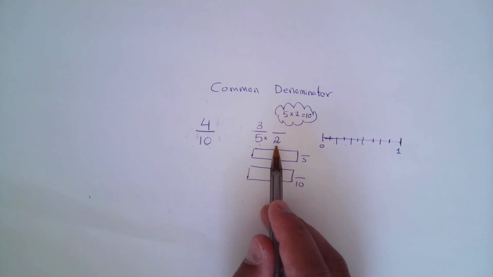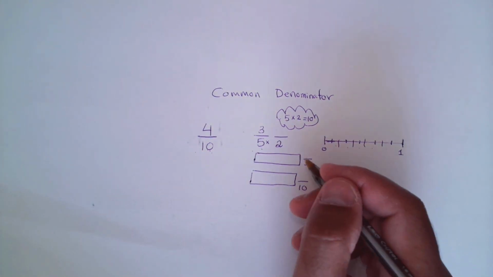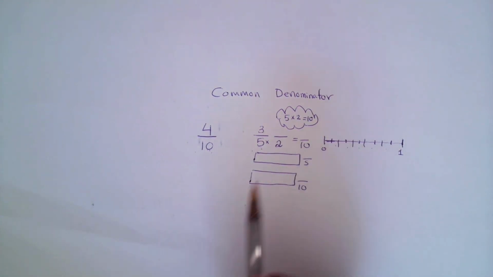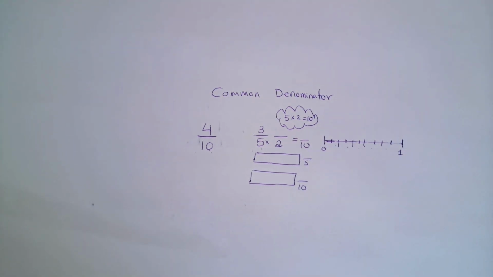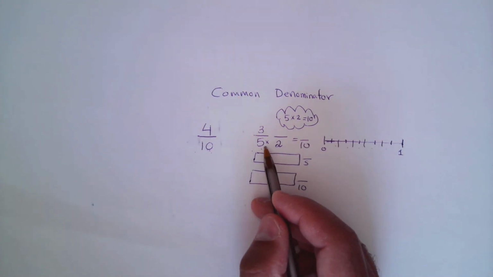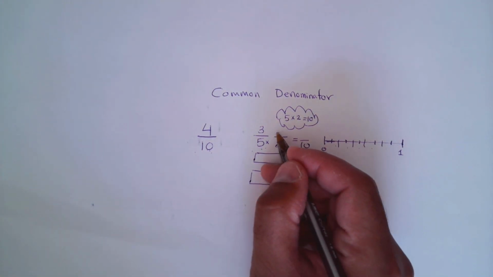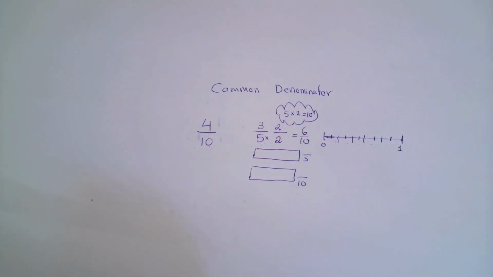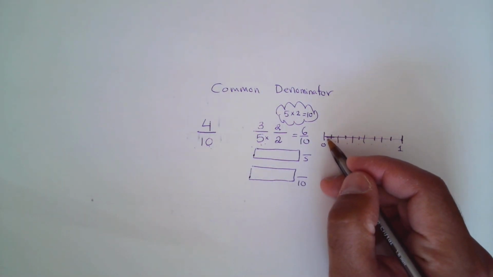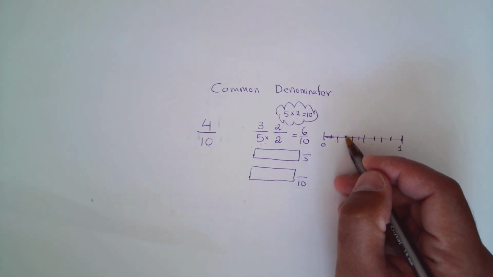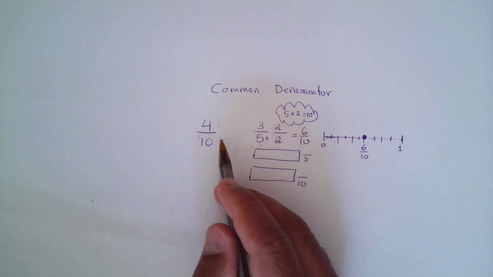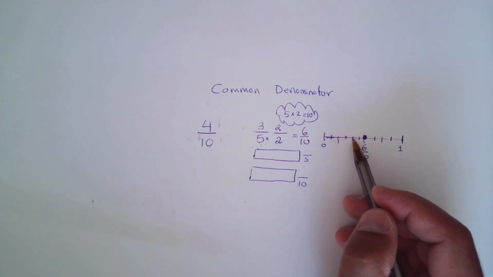Because if I split each fifth into half, that will give me 10, right? But I want to create an equivalent fraction. I don't want to change my fraction. I just want to repartition it differently. Instead of fifths, I want to make it into tenths. So I need to multiply my 3 by 2 also, and that gives me 6. So we have now 6 tenths. So 1, 2, 3, 4, 5, 6 tenths versus 4/10. 1, 2, 3, 4.